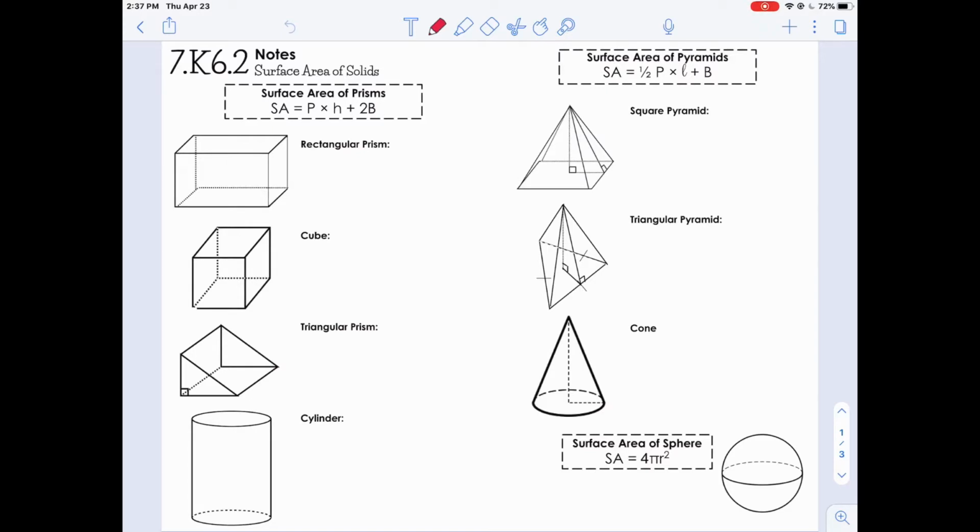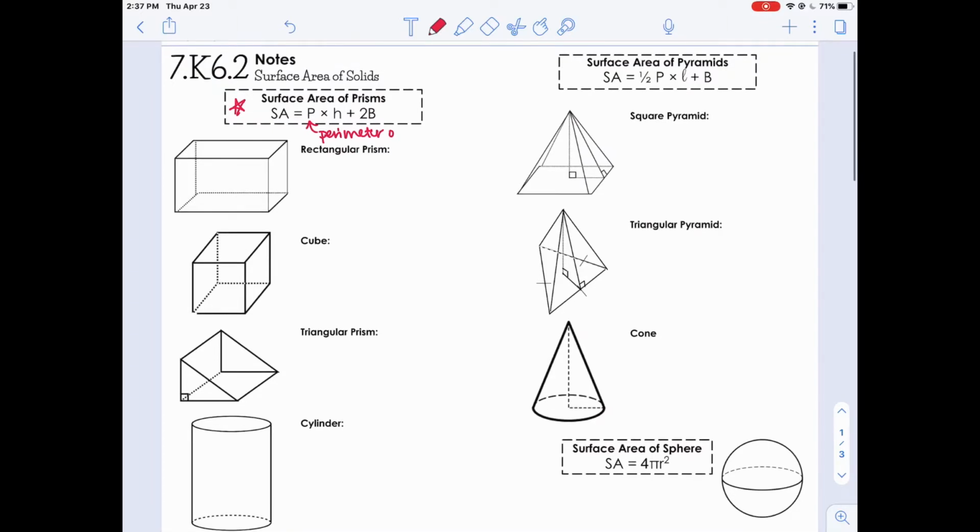Let's talk about our formula first real quick. Right here, we have the surface area of prisms formula. Two things we need to clarify before we get started. P stands for perimeter. Perimeter is the distance around the base, so perimeter of the base. And then just like last time, B is area of the base. Those are the two things that don't immediately make sense. We wouldn't look at B and say, oh, that's area for sure. P, you might think of perimeter, and then H is the height, of course.